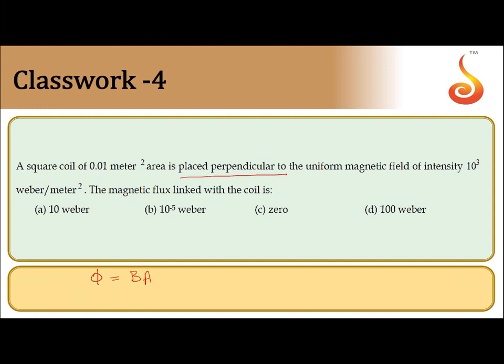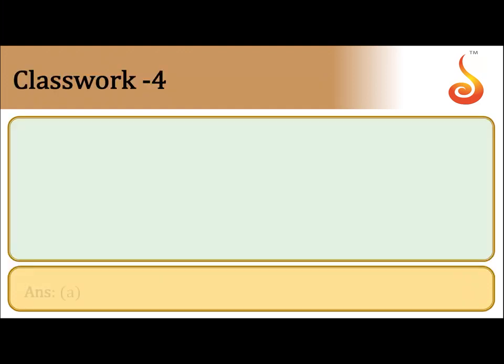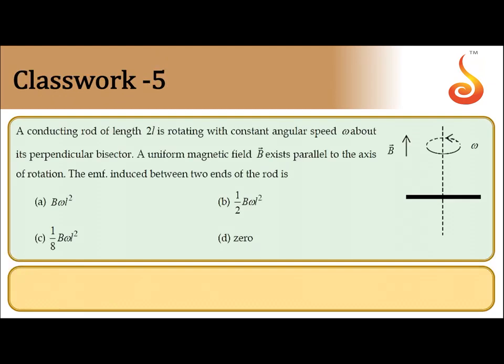So flux through the coil is B into A, in this case cos theta becomes 1, so that will be B is 10 to the power 3 into 0.01. 0.01 is nothing but 10 to the power minus 2, so this will become 10 Weber. That is option A. It is option E. Shall move on to next one.